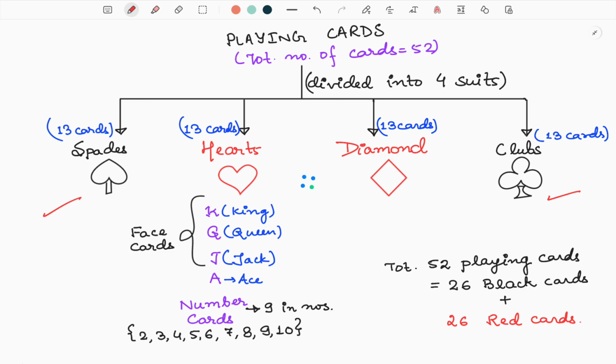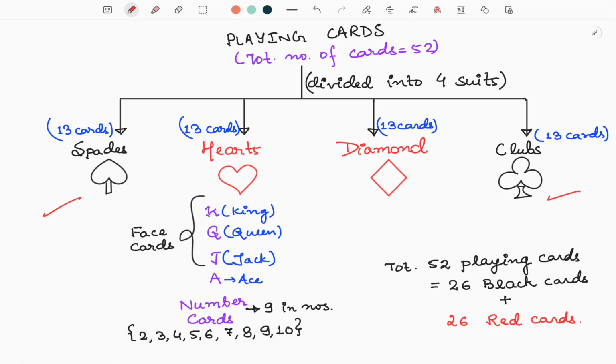Now, out of 13 cards in a suit, there is again a division. First of all there are face cards: king, queen, jack. These are face cards because the faces of king, queen, and jack appear on those cards. And then there is the ace, and then there are 9 numbered cards. So 9 plus 4 becomes 13. The number cards are 2, 3, 4, 5, 6, 7, 8, 9, 10.